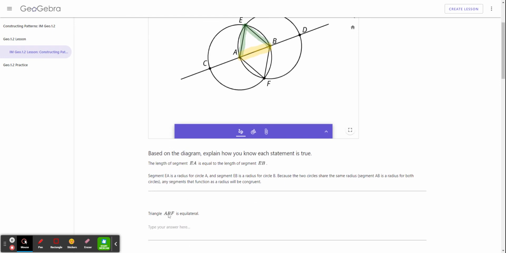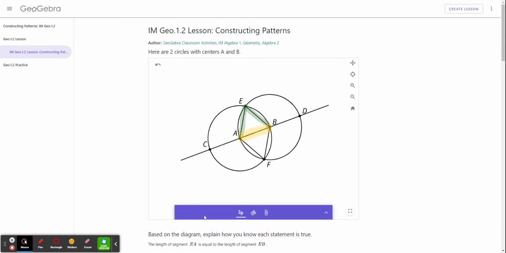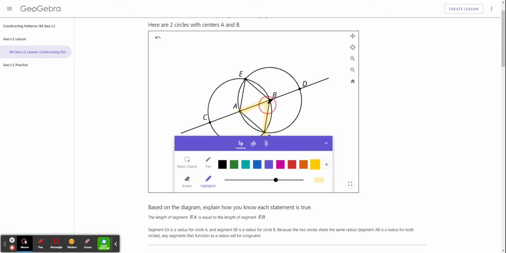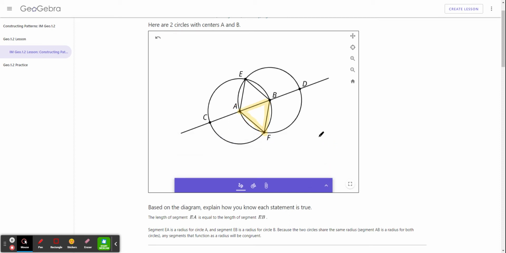Triangle ABF is equilateral. So I'm going to come back up here. We're looking for triangle ABF. All right, so I'm going to try to use my highlighter again. A, went a little bit too far on that one. A, B, F. Here's our triangle. Okay, so we're explaining how we know that this highlighted triangle right here is an equilateral triangle.